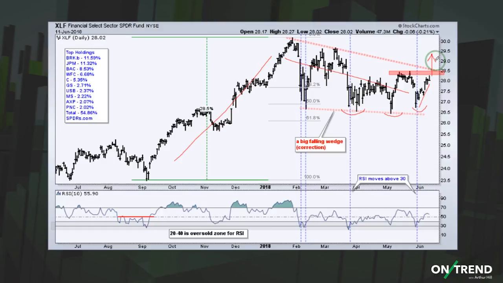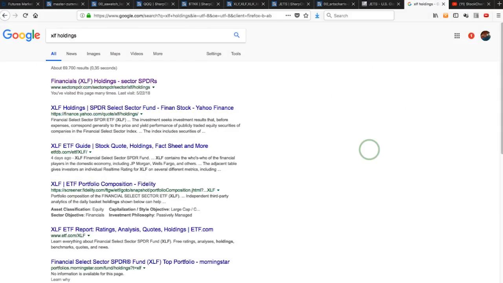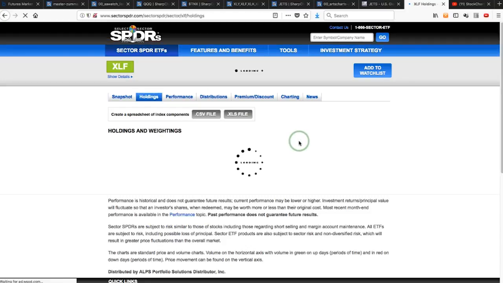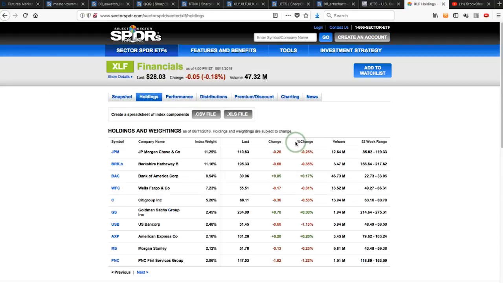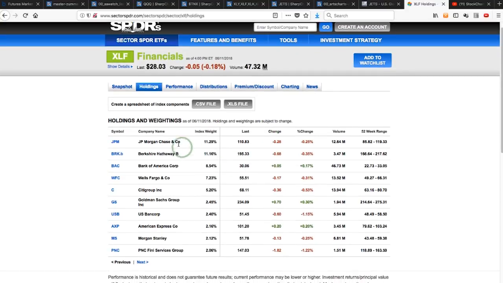Now let's look at some of these individual stocks. So once again, I went to the XLF website. I Googled XLF holdings, and there you can see the top results, SectorSPDR.com. And you can see I've been to that page many times because I check the holdings often. If you go to this page, you can see the holdings for any of these SPDRs, and there we can see the top 10 stocks. So I'm going to look at a handful of these big banks to see how they are performing on the charts, because that is what really matters.